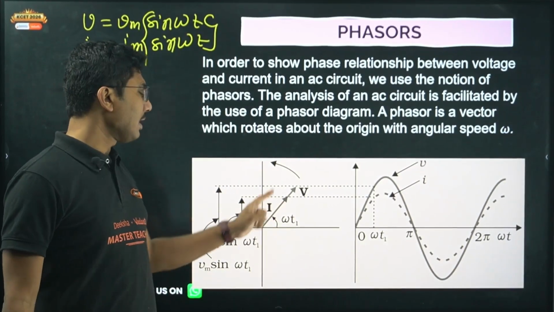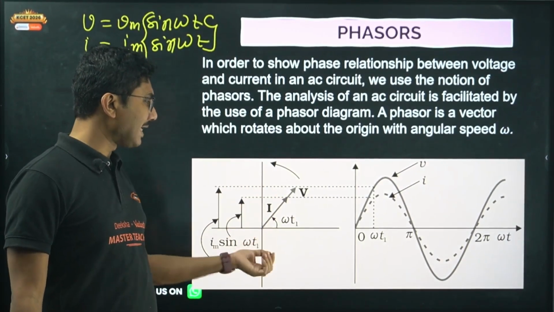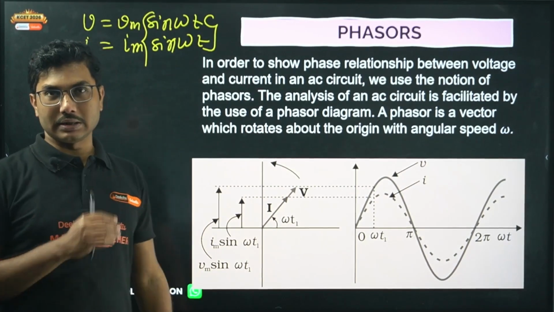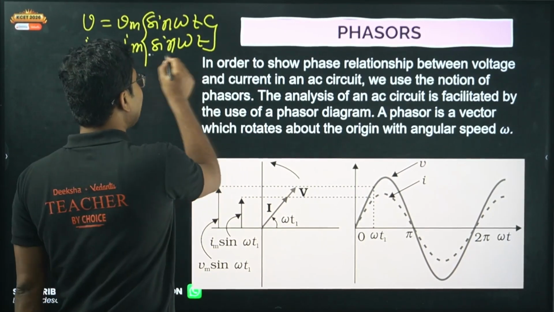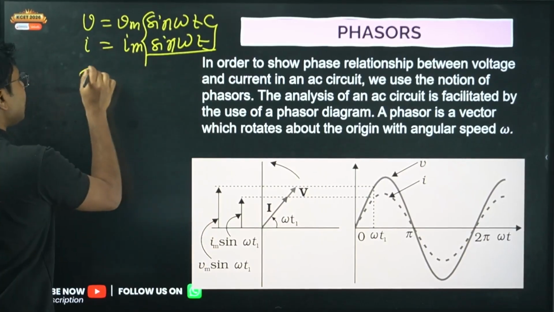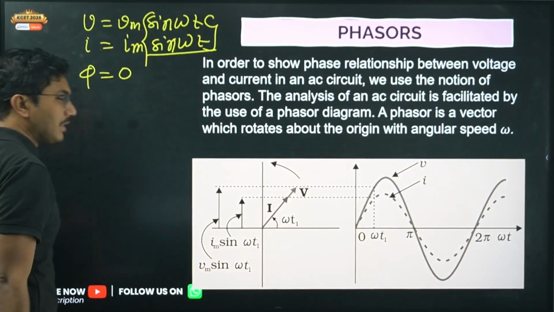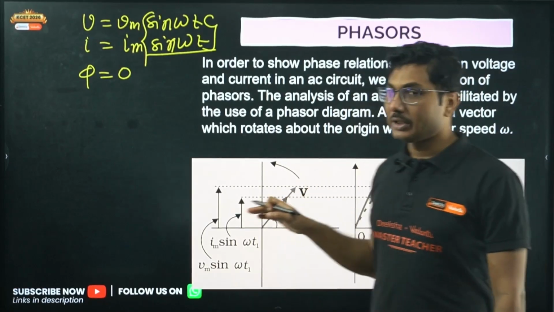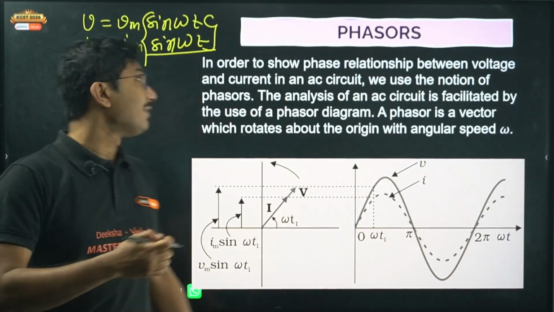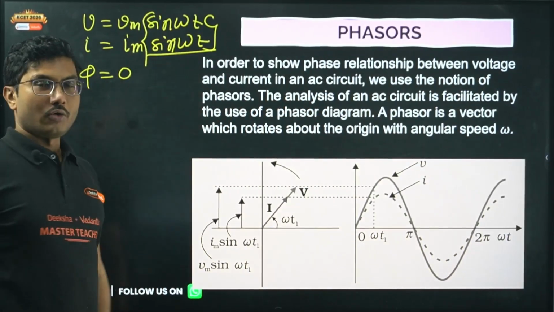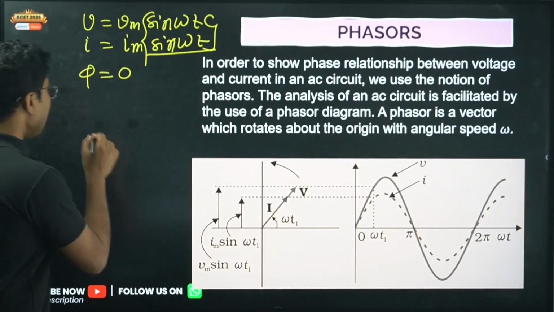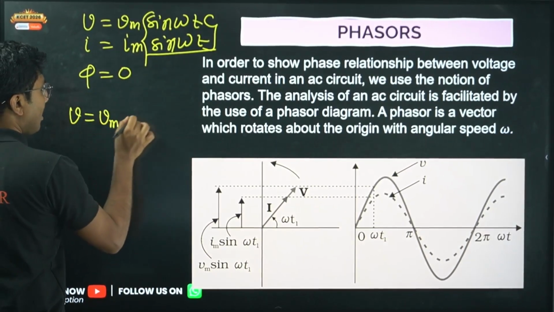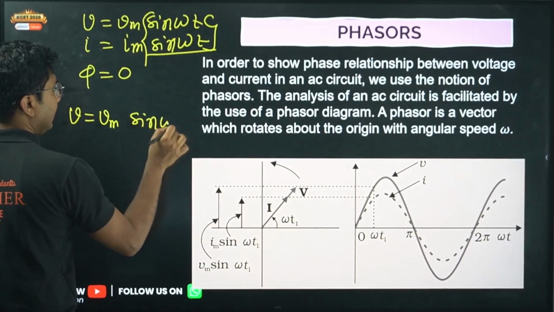So voltage and current both will have the same omega t, so that means they will fall one over another. If this is the case, then we say the phase difference is 0. Phase difference is represented by phi, and phase difference is 0 in this particular case when voltage and current both have sin omega t.